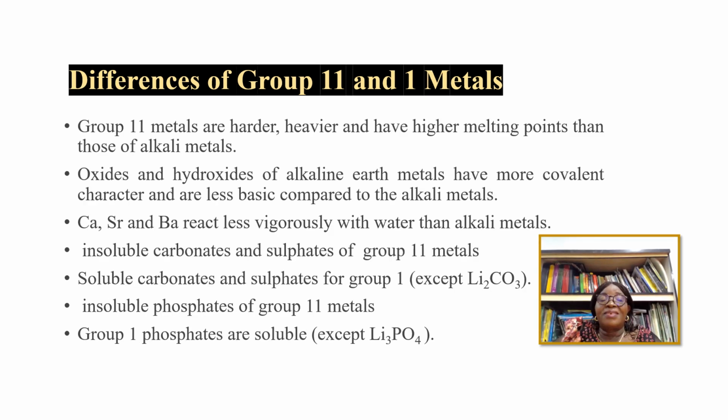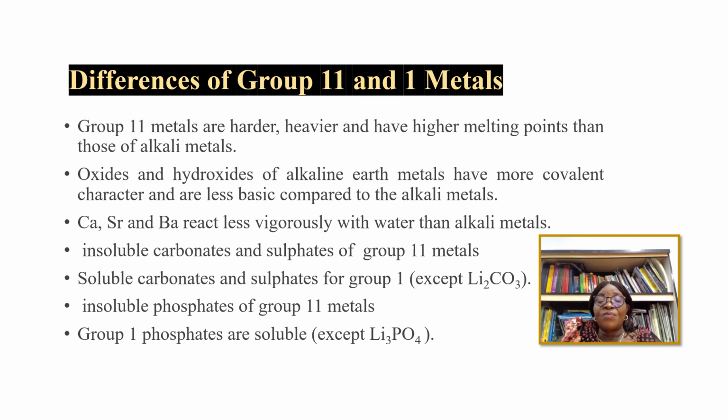What are their differences? The alkaline earth metals are harder, heavier, and have higher melting points than those of the alkali metals. The alkali metals are group 1, and the alkaline earth metals are group 2. The oxides and hydroxides of alkaline earth metals have more covalent character and are less basic compared to the alkali metals. Calcium, strontium, and barium react less vigorously with water than alkali metals. Beryllium and magnesium can survive in contact with water for a long time.